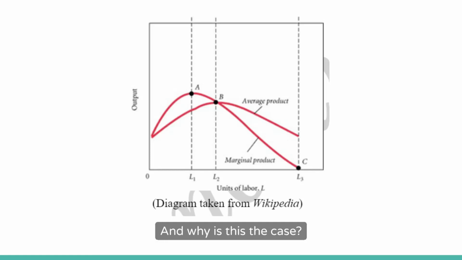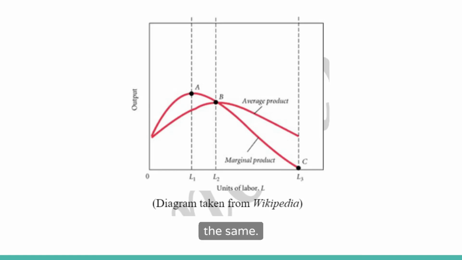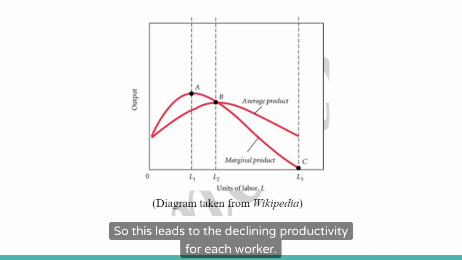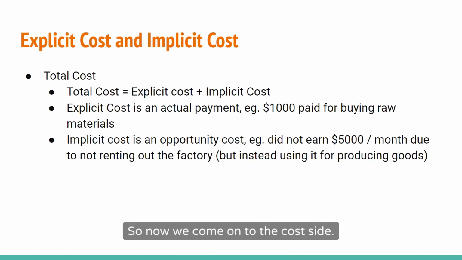And why is this the case? Because in the short run, the quantity of your capital goods, the machineries, remains the same. So it is not able to handle the rising number of workers. So this leads to the declining productivity for each worker. All right. So now we come on to the cost side, right?